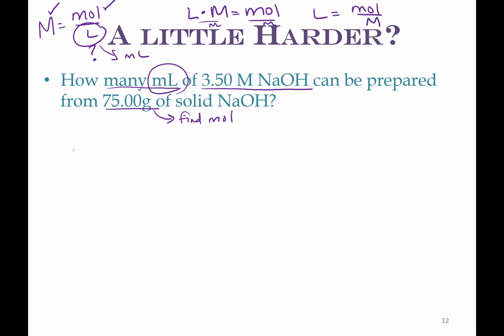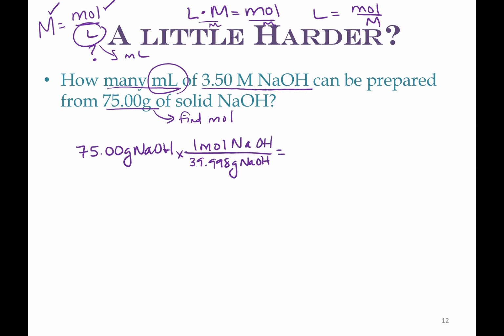So we need moles, so let's start there. 75 grams of sodium hydroxide. Sodium hydroxide would have a mass of 40, something like that, 22.99 plus 16 plus 1.008. It really depends on what values you use. 39.998 grams of NaOH for 1 mole. If you use 40, it's not going to make much difference here. 75 divided by 39.998 gives you 1.875093755 moles of NaOH.